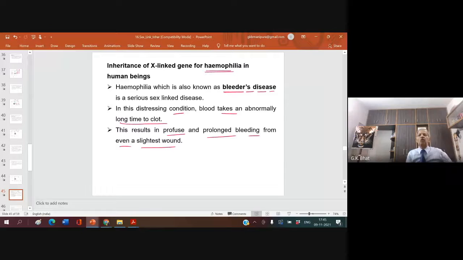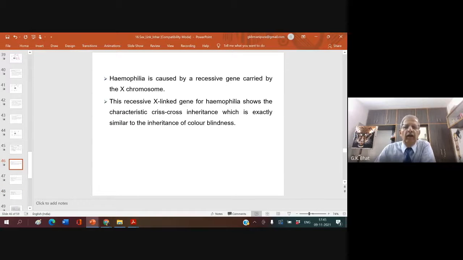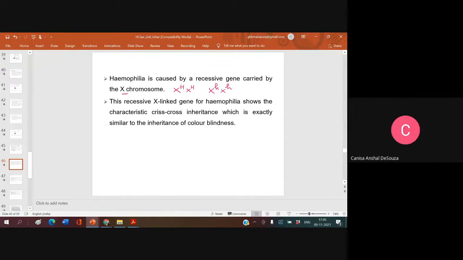If you don't follow any of this, please unmute yourself and ask me the doubt. Otherwise, I'll go ahead. Hemophilia is caused by a recessive gene carried by the X chromosome. So, what you can write for a normal individual like this. Who is this? This is a normal woman. Who is this? This is a hemophilic woman.